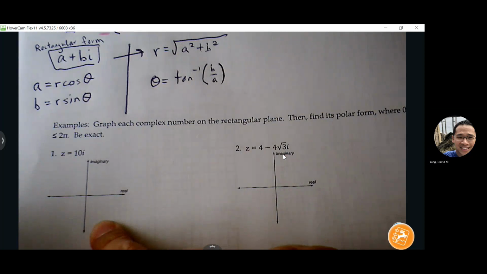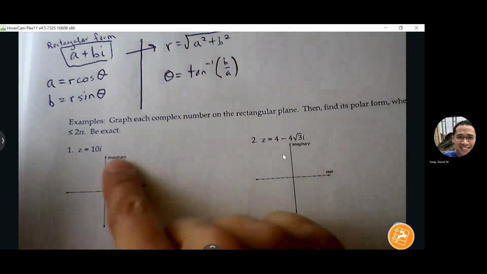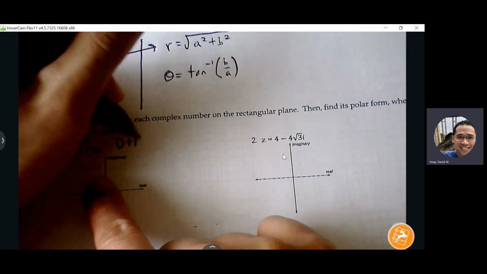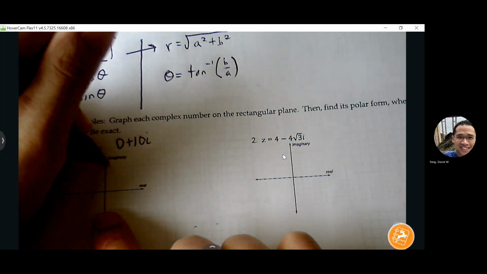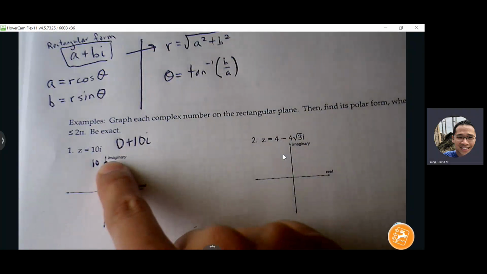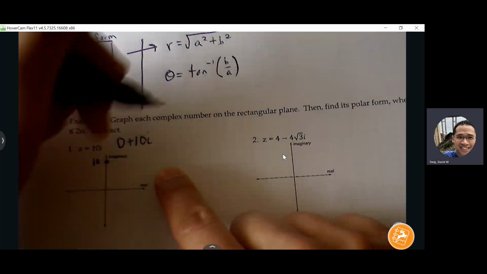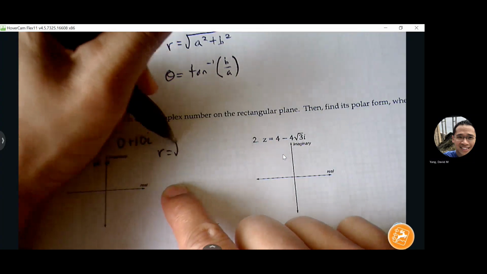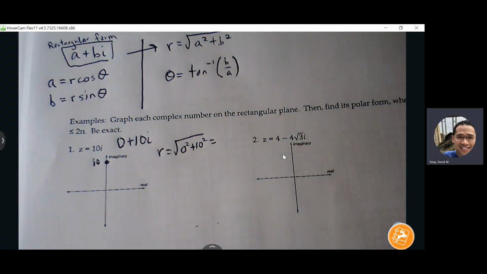Where's that going to go? That's just an ordered pair. Where's that going to end up? Yep, 0 plus 10i. Yep, that's 0, 10, right? Okay, just mark that off as 10. All right, let's find the radius. So radius is just square root of a squared plus b squared. That's easy, right? That's just equal to what? Square root of 100, which is 10, right?